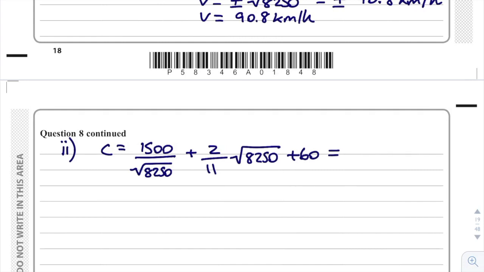And I've used v as the square root of 8,250 because I want my answer to be as exact as possible. So I end up getting a value for c of 93.0 to 3 significant figures, so that's 93 pounds.